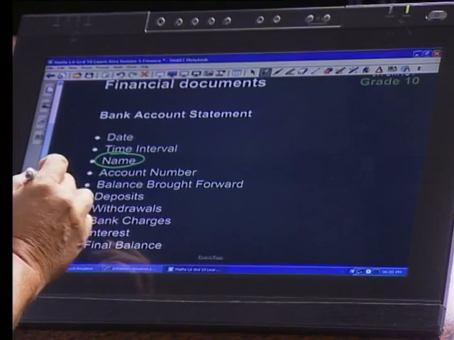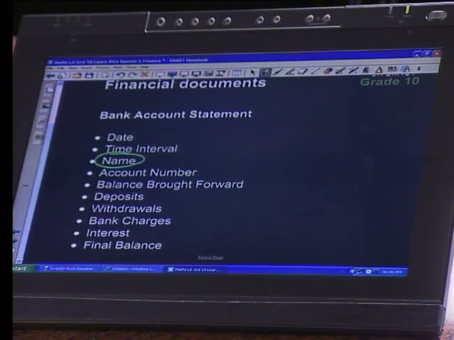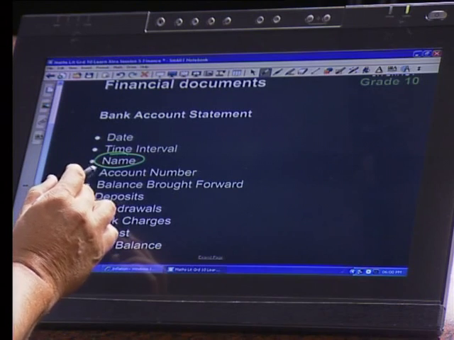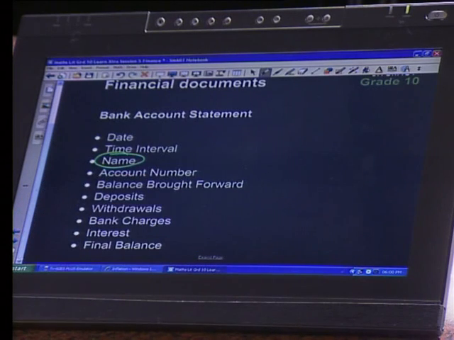Okay. At the top of every bank statement, there's something called a balance brought forward. Now, that's the money that would have been in your account at the beginning of the time interval. So at the end of last month, I had R1.20 in my bank account. Next month, I get my next bank statement and it says balance brought forward R1.20. So I know that R1.20 is the leftover amount from last month. Got it?